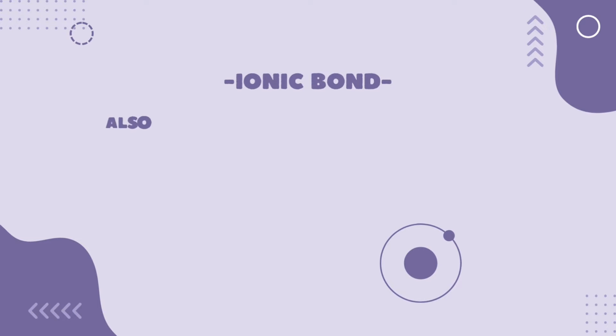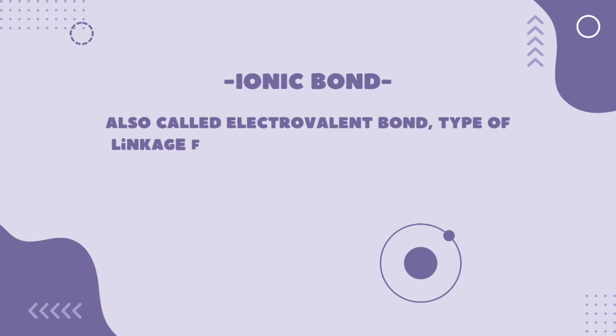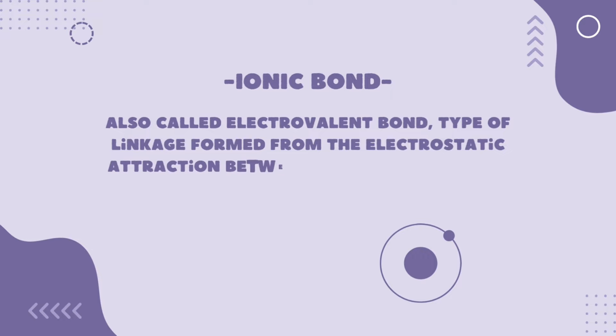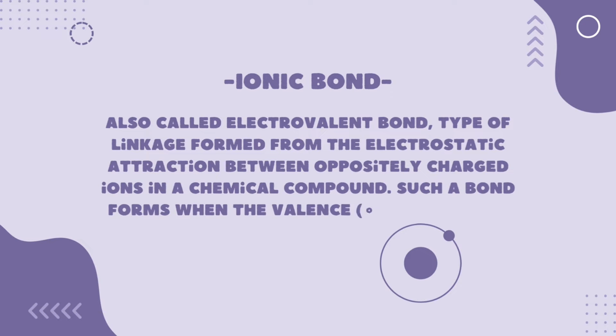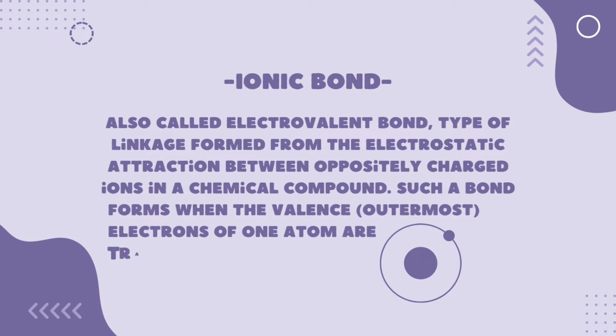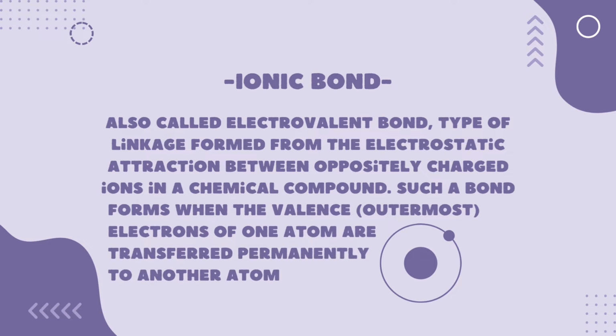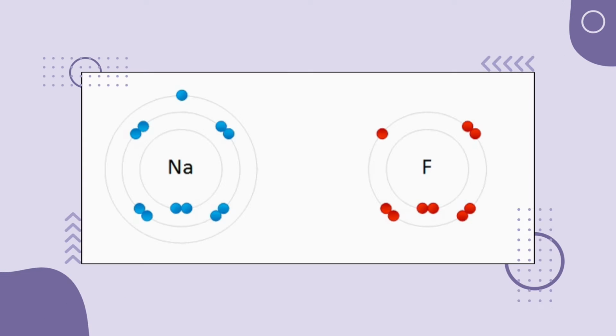Ionic bond, also called electrovalent bond, is a type of linkage formed from the electrostatic attraction between oppositely charged ions in a chemical compound. Such a bond forms when the valence electrons of one atom are transferred permanently to another atom. This is one of the examples where natrium shares its atoms to the fluorine.